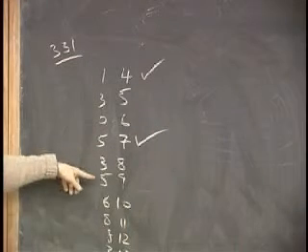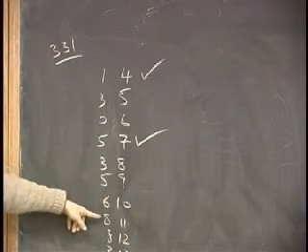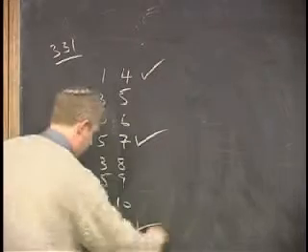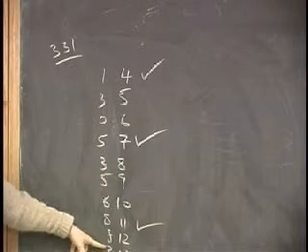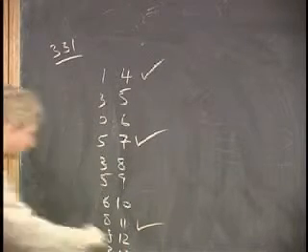Can't do 3 to 8. Can't do 5 to 9. Can't do 6 to 10. We can do 8 to 11. Can't do 8 to 12. Can't do 2 to 13. We can do 12 to 14.